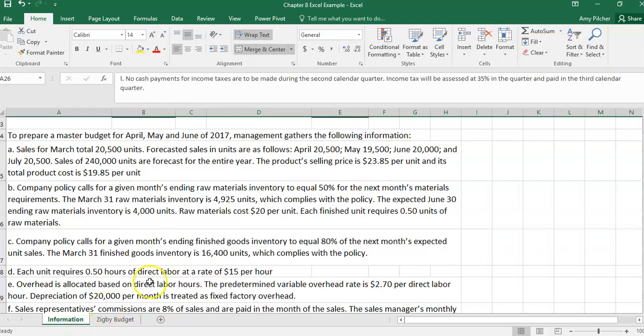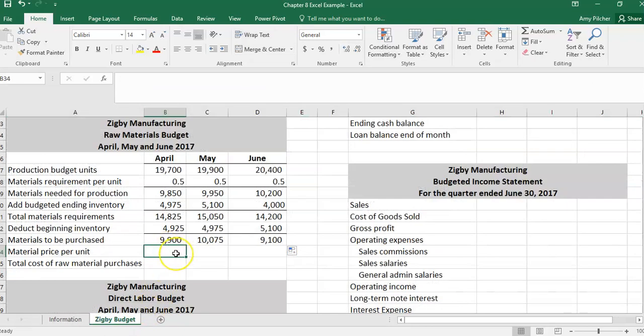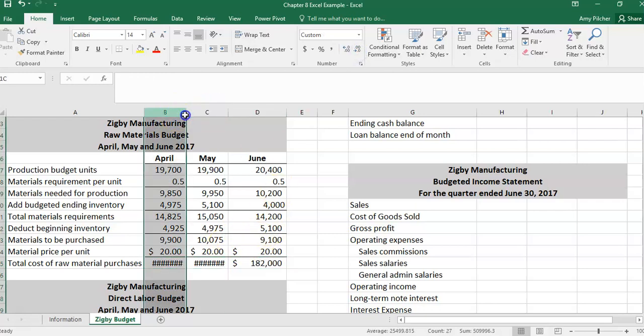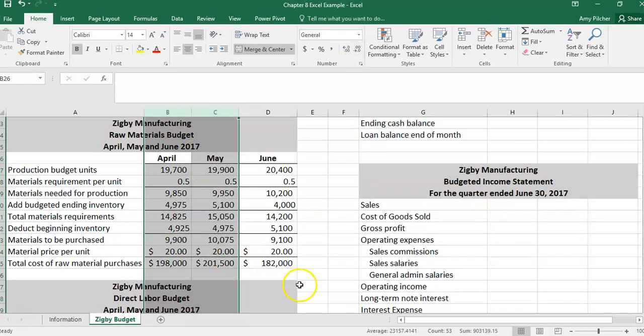We then go back to the information and we see that our raw materials cost $20 per unit. So our materials price per unit is $20. We take the amount that we need to purchase times the purchase price of $20, and that tells us how much money we're going to spend on materials each month.